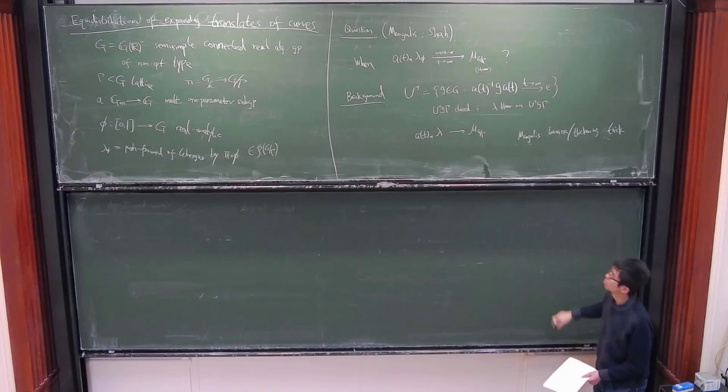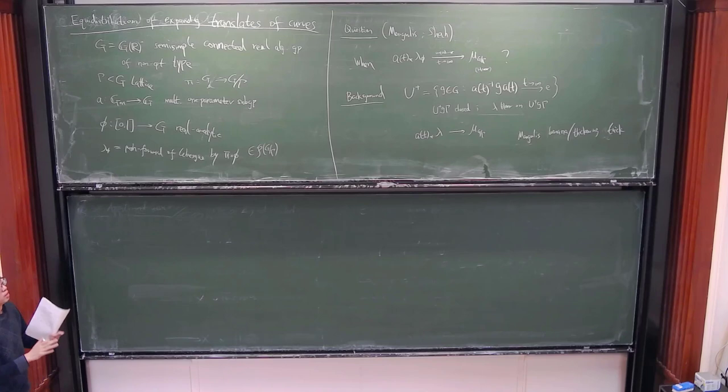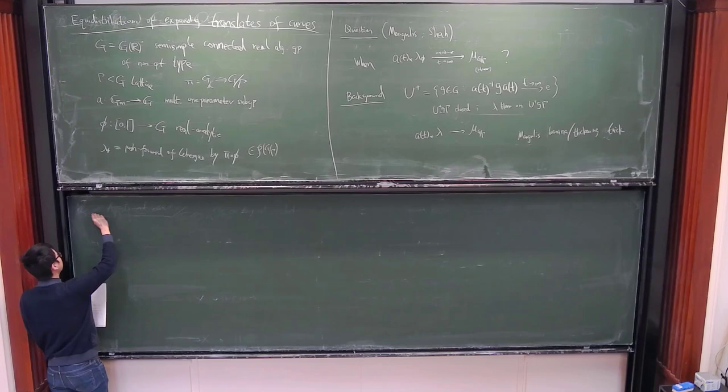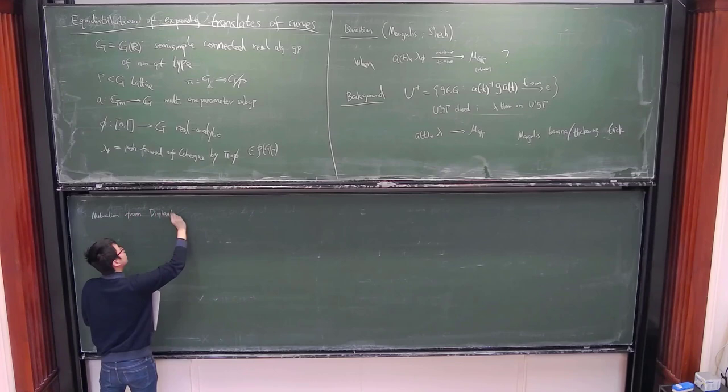Okay. So now, instead of pushing the whole expanding horosphere, we just take the curve, and want to ask when you get equidistribution. So this is a background and the motivation from number theory. Another motivation is from Diophantine approximation.